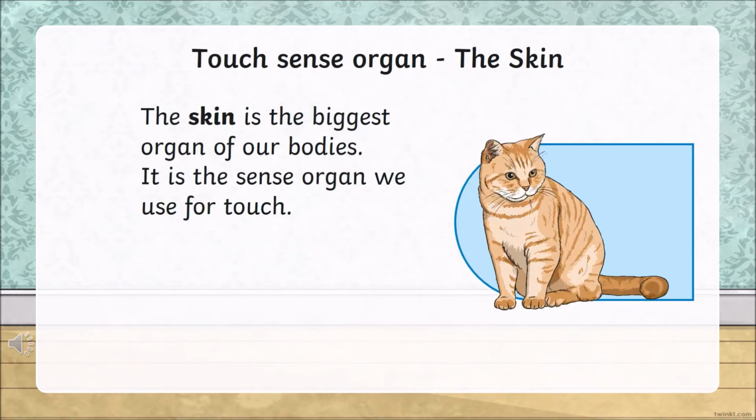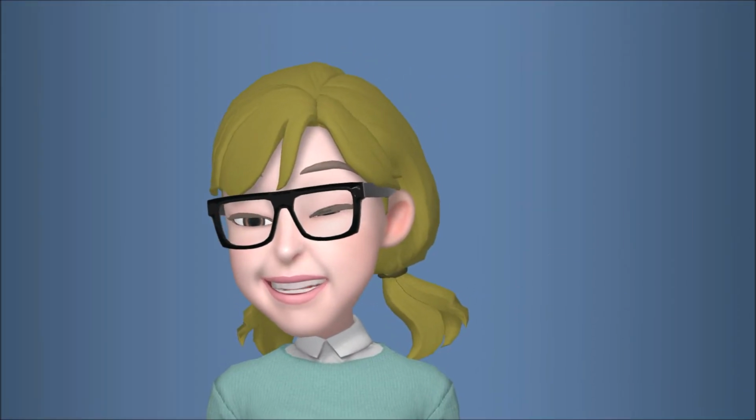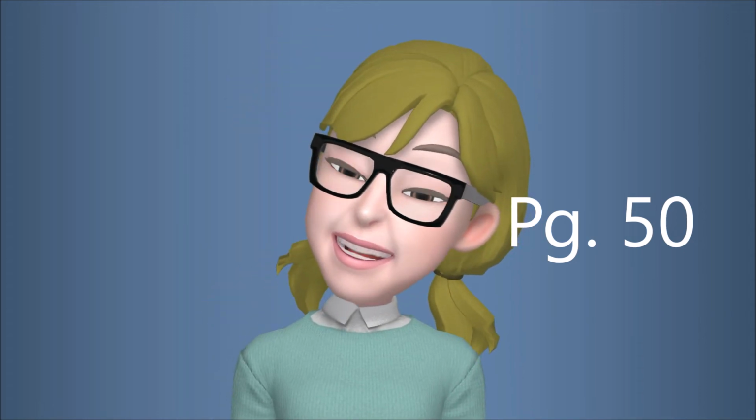The skin is the biggest organ of our bodies. It is the sense organ we use for touch. An interesting thing to remember is animals have very sensitive whiskers and hairs. That means they have a higher sense of touch. Let's go to page number 50 and do the exercises.